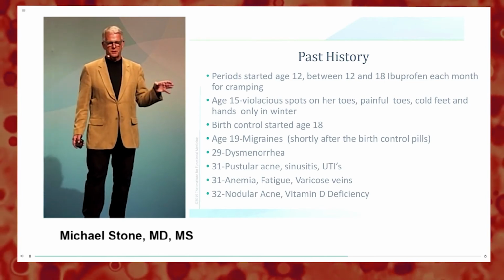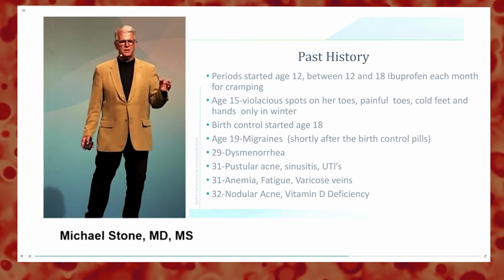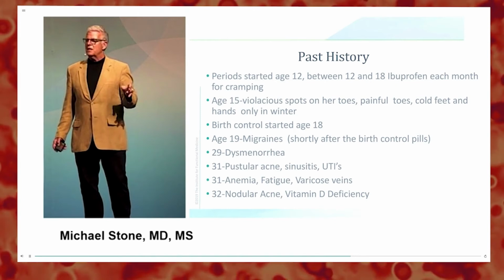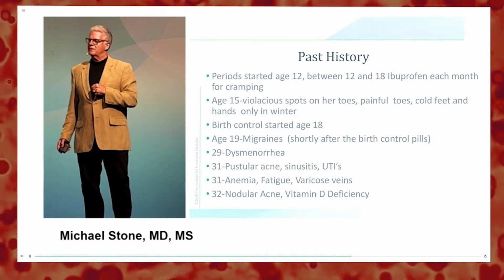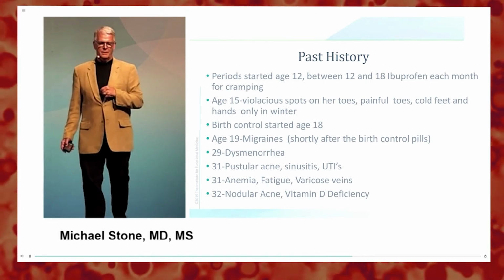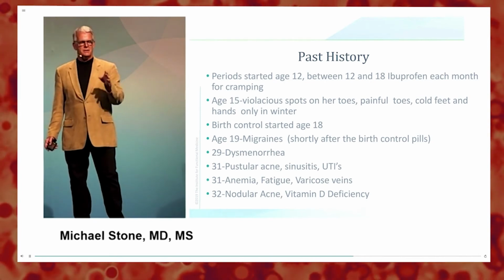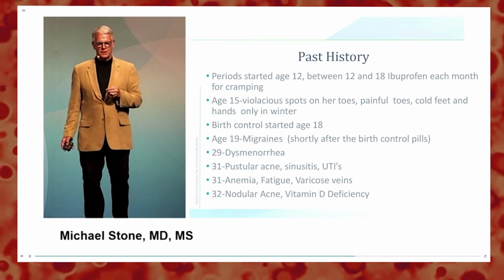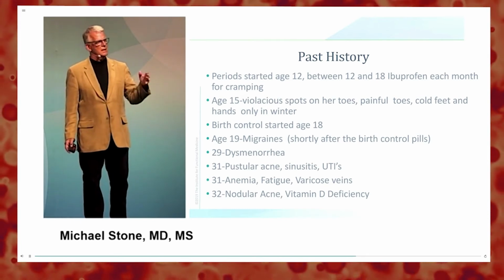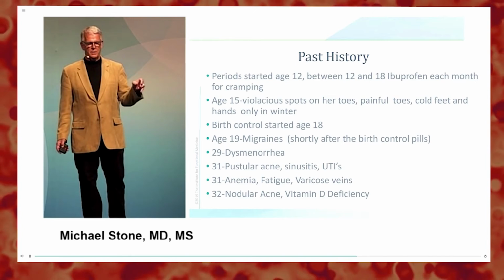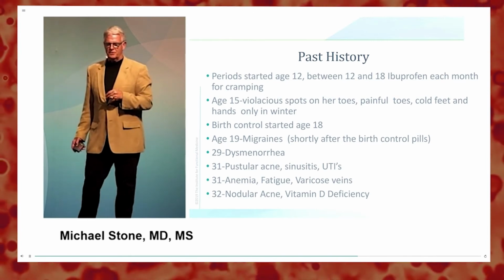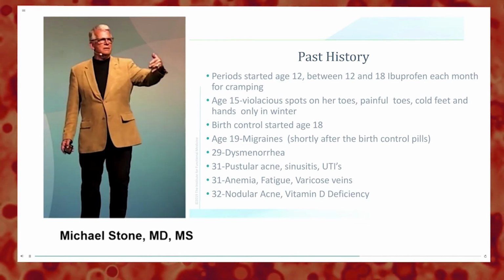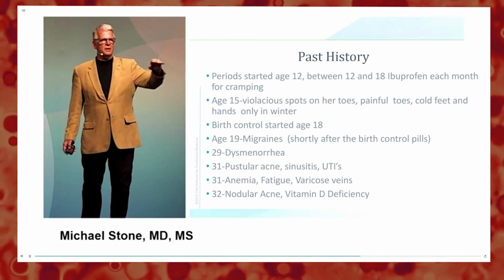Antibiotics 4 times in her first couple of years. She had recurrent sinusitis from 2 to 15 years, 2 times a year antibiotics. Frequently, she had chicken pox at age 7. It continues. You can see she had migraines, dysmenorrhea, pustular acne at age 31. Still sinusitis. Anemia, fatigue, varicose veins at 31. Nodular acne and vitamin D deficiency at 32. So what pattern do you begin to see that may have been a setup for her acute change?